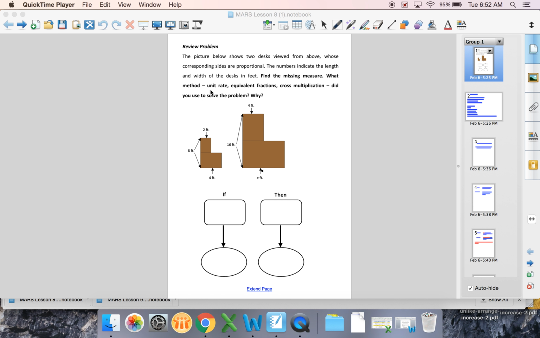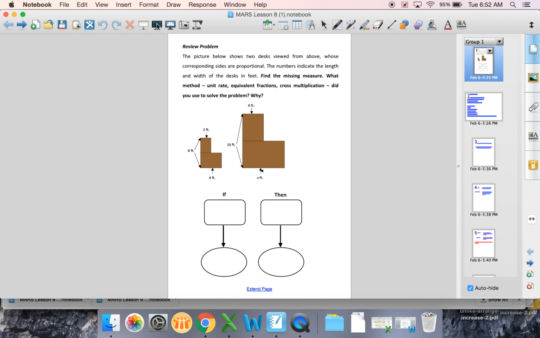All right, so we are on page 42 right now, and we're going to start with a review problem. The picture below shows two desks viewed from above, whose corresponding sides are proportional. The numbers indicate the length and width of the desks in feet. We need to find our missing measure, so let's locate that.